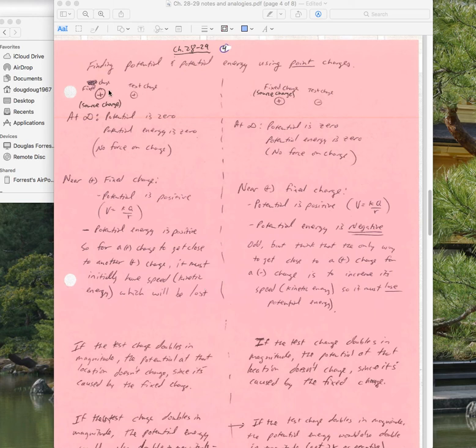For this example, we've got a fixed positive charge and then a test charge over here. Sometimes this is called a probe charge. This is the source charge. It's much larger than this. A test charge is 0. If this test charge is way far away at infinity, there's no interaction between it and the fixed charge. So if there's no interaction, there's no potential energy at that particular point.